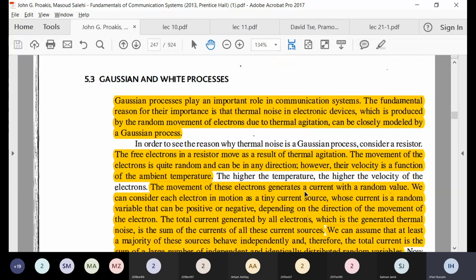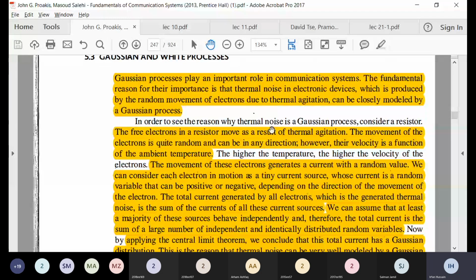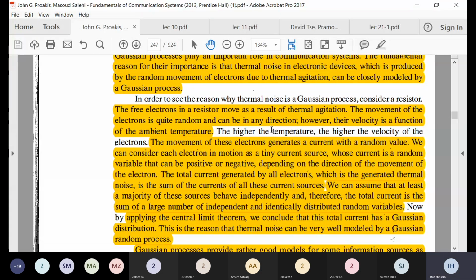The next topic is Gaussian and white processes. Gaussian processes are very important in communication. The fundamental reason is that the thermal noise in every electronic device, which is produced by the random movement of electrons due to thermal agitation, can be modeled by a Gaussian process. Thermal noise is a Gaussian process.